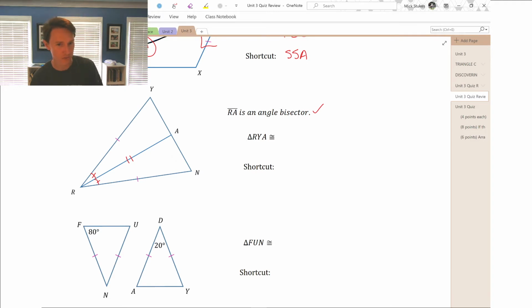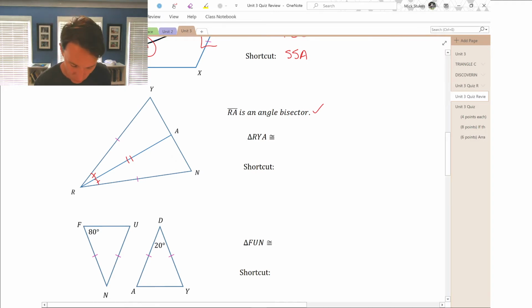Now I have to be careful, because it gave me triangle RYA. So whatever piece is congruent to segment RY needs to come first in the next triangle. And that looks like RN. So I'm going to put a little triangle symbol, RN, and then it's going to go down to A, because then it goes from Y to A, which is this little segment here, and that's this little segment here. So triangle RNA, and the shortcut that I can use is side, angle, side.